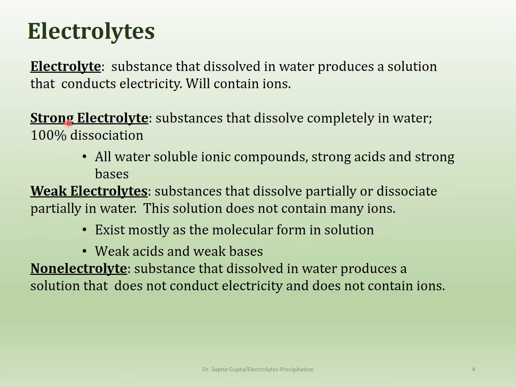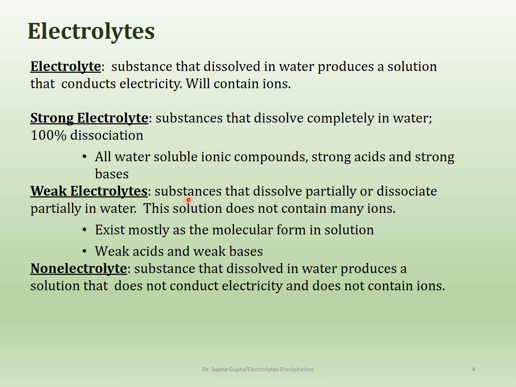A strong electrolyte is one in which the substance has dissolved completely, which means there is 100% dissociation. There is nothing left in the solid state or gas state or anything like that. So it's 100% dissociation, and this is typical for a lot of ionic compounds, strong acids, and strong bases. And I will give you examples of all of these in a few minutes.